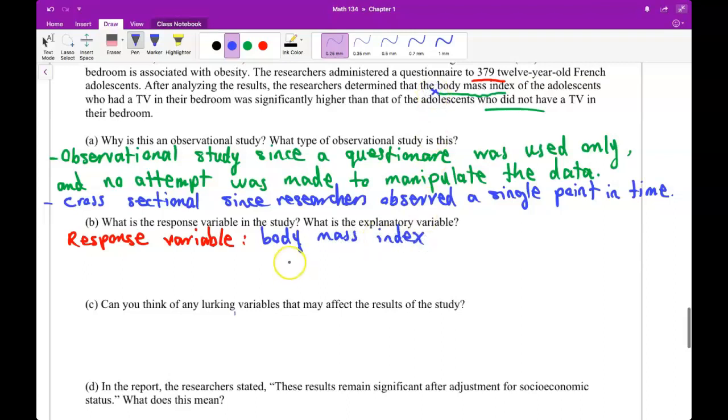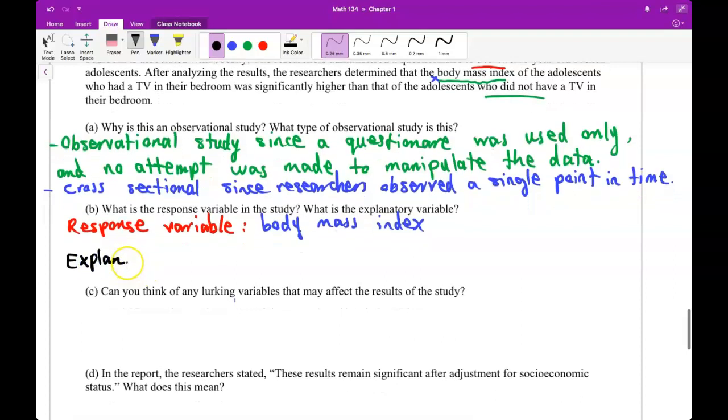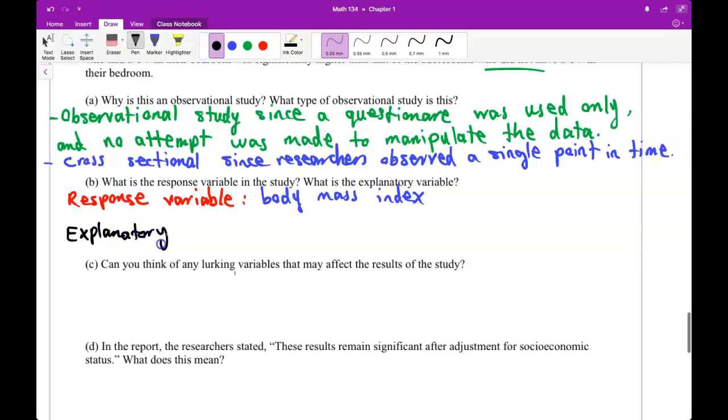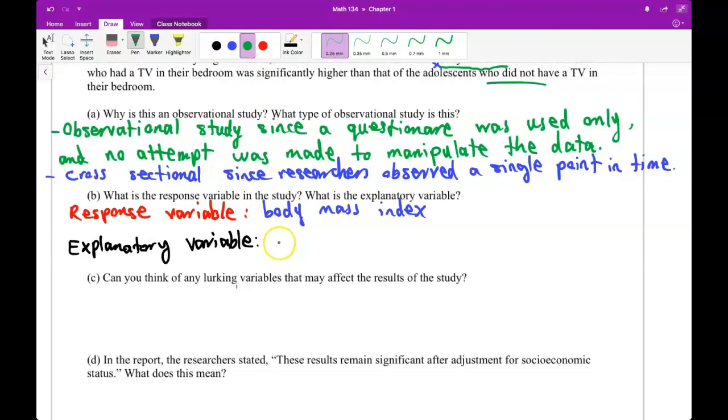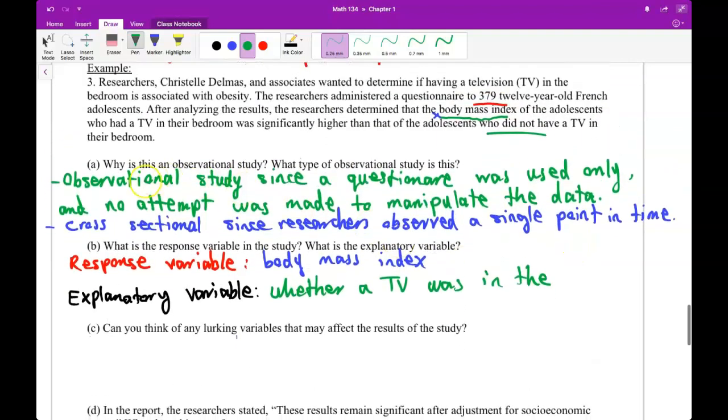And what we control was whether a TV was in the bedroom or not. So a TV was in their bedroom.